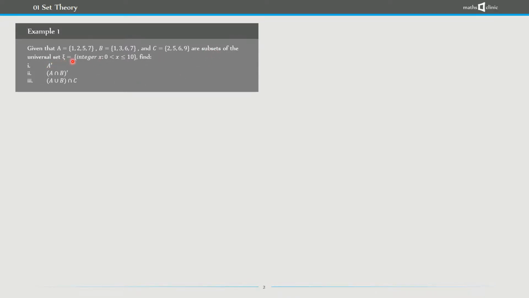So this equals integer x, 0 less than x less than or equal to 10. Now this first part tells you that x is an integer, so there are no decimals or fractions in this set. So this set is made up of numbers like 1, 2, 3, 4, 5. That's what the first part tells you. And then this is a range. Whenever you see this, you know it's a range, and what it simply tells you is that x is between 0 and 10. x is greater than 0 and x is less than or equal to 10.